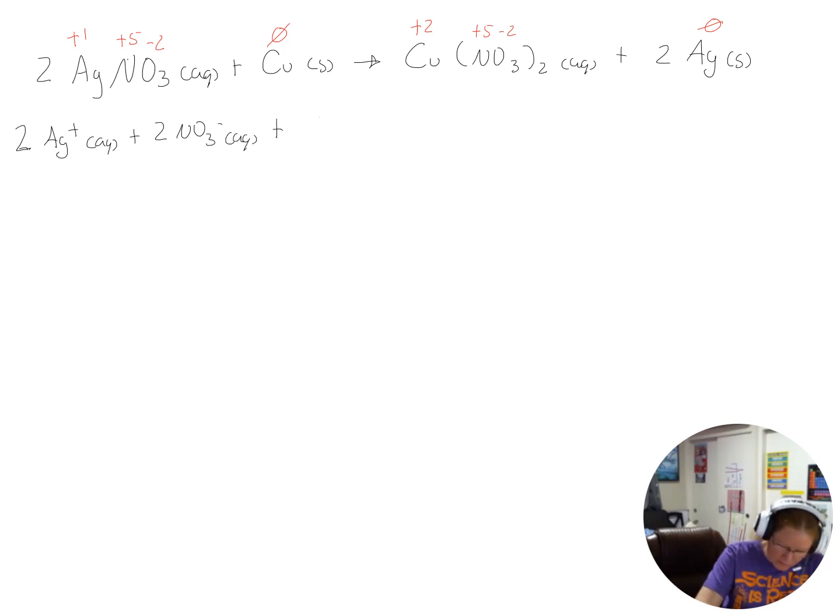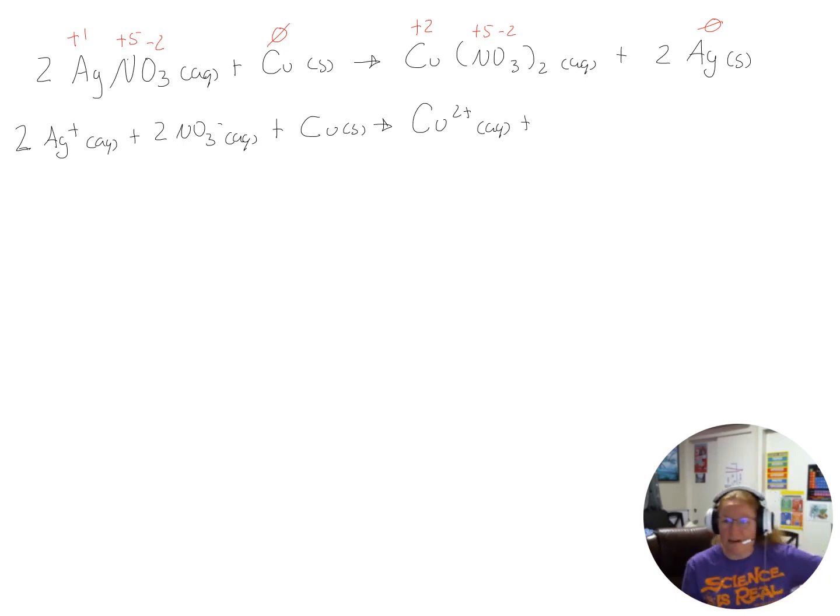Okay, my copper is just its solid copper. Okay, now I have my copper 2 nitrate. So that's a copper 2 ion. It's aqueous, so we've got our copper 2 ion. Now you notice there that I have that parenthesis and then that subscript of 2 outside the nitrate. That means that I have 2 of those nitrate ions for every copper 2 nitrate that's there. So I'm going to have 2 nitrate ions. Okay, and then I've got my 2 silver.